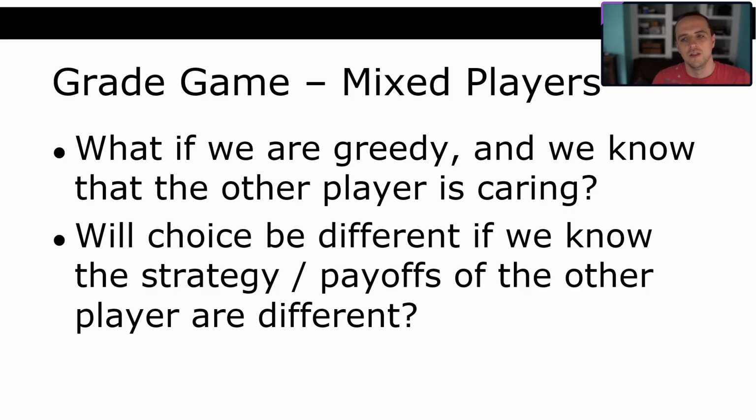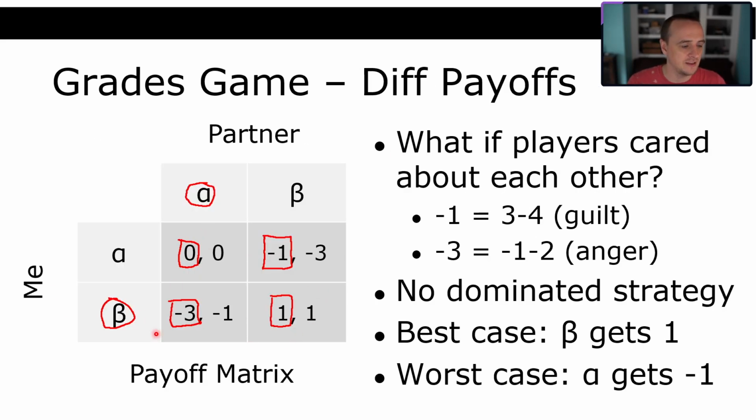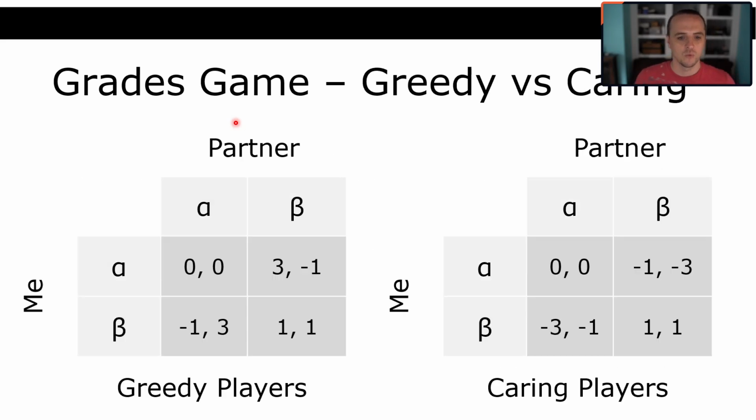So that was with two caring players. What if we are greedy and the other player is caring? Will the choice be different if we know the strategy and payoff of the other player is different? So far we've only been looking at these symmetric payoff matrices where both me and my partner have the exact same payoffs. But what if now we are going to mix a caring player with a greedy player, right?